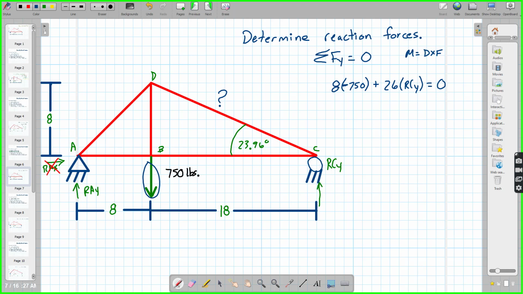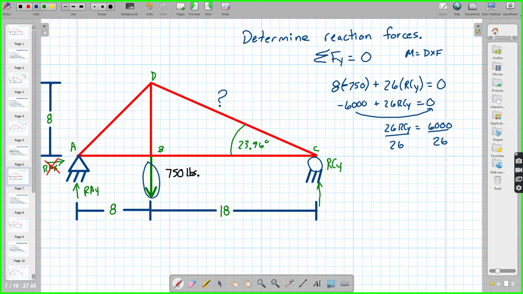So we can do some of this, right? We can say 8 times 750. It's going to give us a negative 6,000 here. We'll go ahead and combine these terms. And now I know that this has to go over here. So we'll say 26 RCY equals 6,000. And then I got to divide by 26. And when I do that, let's see here.